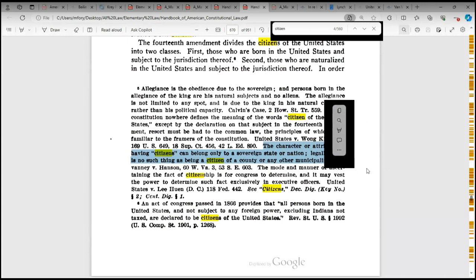Legally, there is no such thing as being a citizen of a country. I do not know what he means by that. The only thing I could think of is that in this case, they're talking about your allegiance applying to the government and not the country itself, like the land or some city. That's the only thing I could think of. They give you a case here, which I might as well look up.